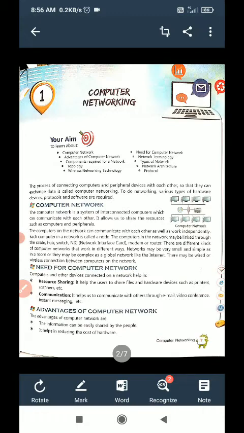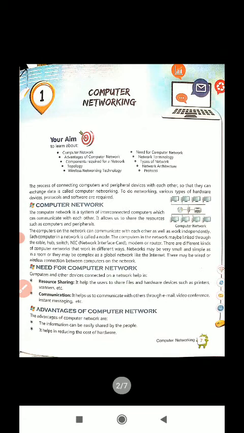The question I asked you during the lecture, and someone answered it: what is a computer network? Computer network means sending the information, sending the data. When the computers are interconnected with each other, when the computers are connected in one network through any cable, any system, any device, that type of network is called a computer network.